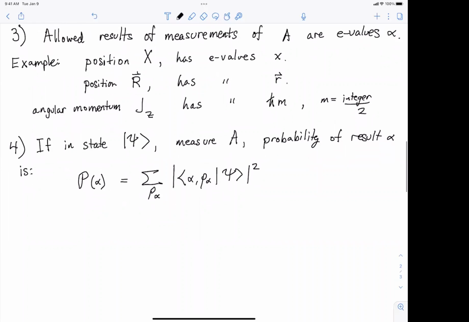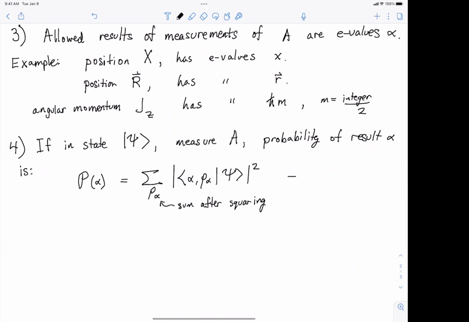So a key thing to note is that it's probably easy to remember that you're going to have to sum over the degeneracy labels, but the key thing is you sum over them after squaring, not before squaring the inner product.